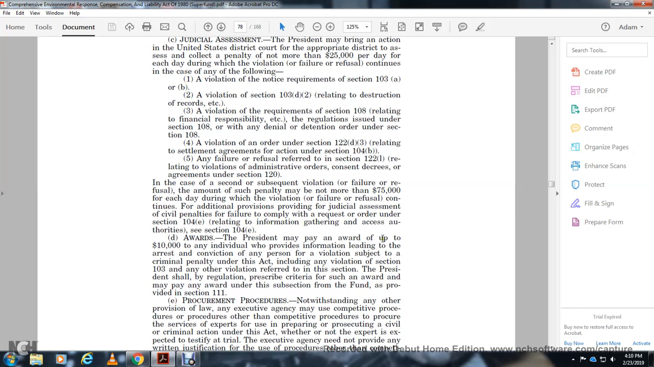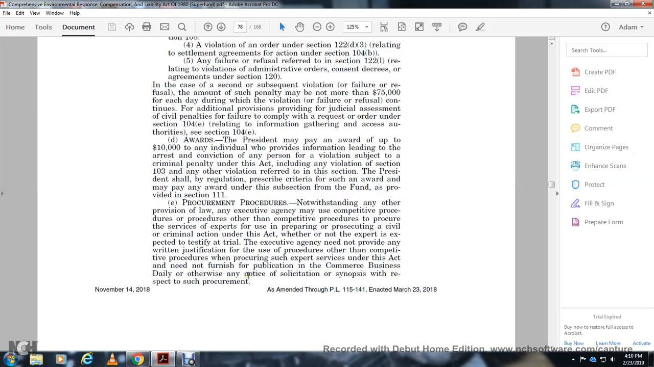Award. The President may award up to $10,000 to any individual who provides information leading to the arrest or conviction of any person for violations of the criminal penalty provisions of the act, including the violation of section 103, or any other violation referred to in this section. The President shall prescribe by regulation the criteria for the assessment of the award and may pay the award from the fund as provided in section 111.